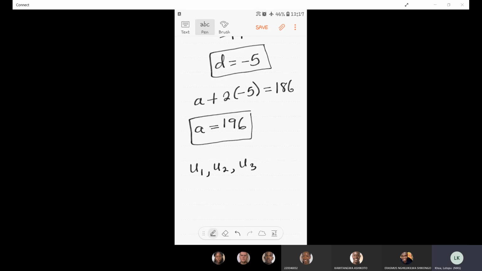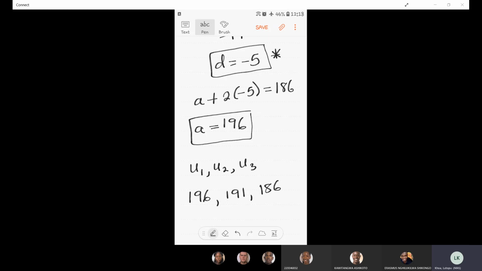Okay, so U1 I know is A, so that's 196. And then to get the next one, I add the common difference. So I add negative 5. So I have 191. And then to get the next one, I also add negative 5, but I know what the third term is because it's given in the question. It is 186. So these are the first three terms.